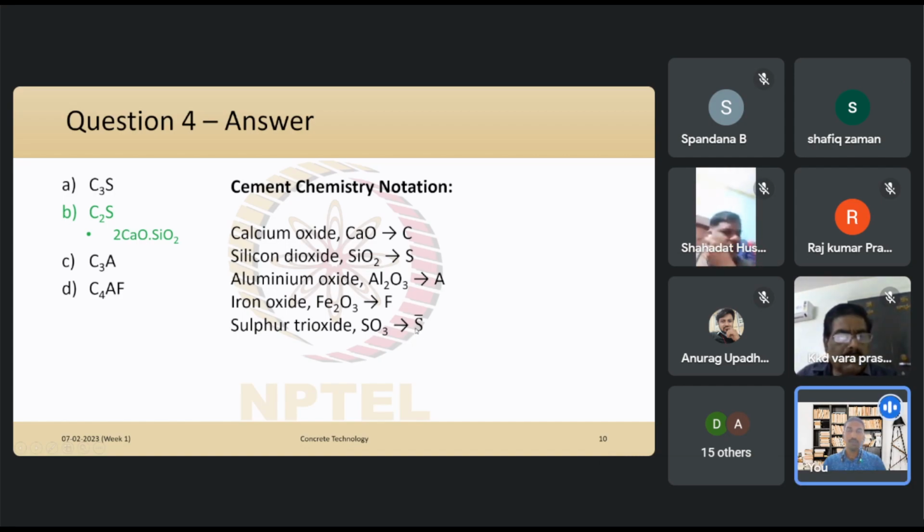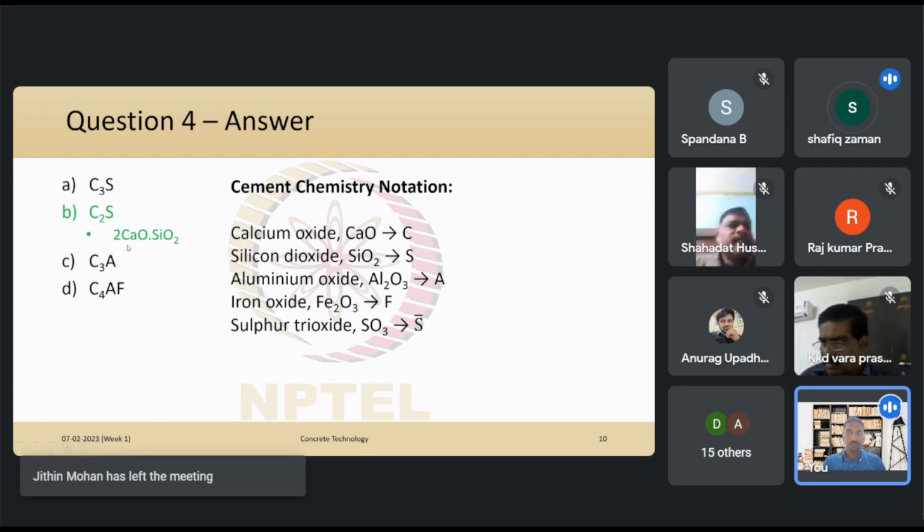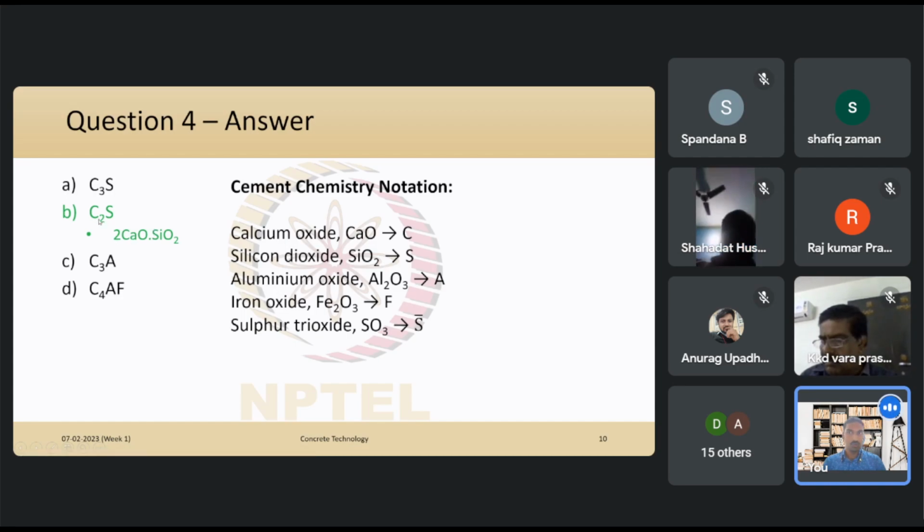The question was about the abbreviation that we use for belite. What is belite? Belite is the name for dicalcium silicate. For dicalcium silicate, the formula is 2CaO.SiO2. If we abbreviate this, for calcium oxide we use C, for SiO2 we use S, so it is C2S. That is the abbreviation that we use.